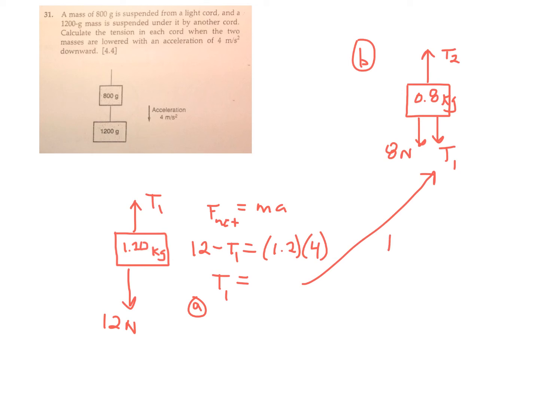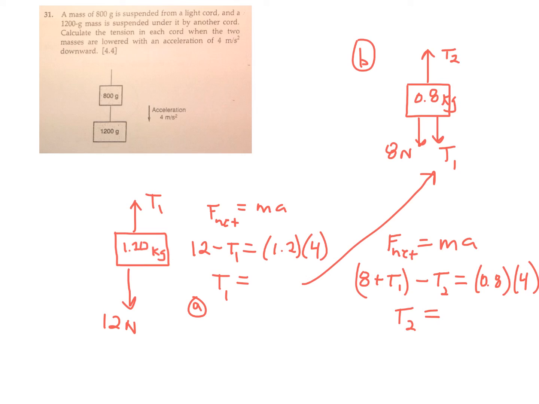And if we plug into F net equals ma for that upper mass, it's going to be the bigger force minus the smaller force. Well, the bigger force is going to actually be the sum of the 8 plus the T1. So you're going to have 8 plus T sub 1 is the downward net force minus the upward force T sub 2. Once again, I know T sub 1 equals m, which is 0.8 times a, which is 4. So the only thing I don't know is T sub 2. You can solve for T sub 2. And that's the final thing you need here.